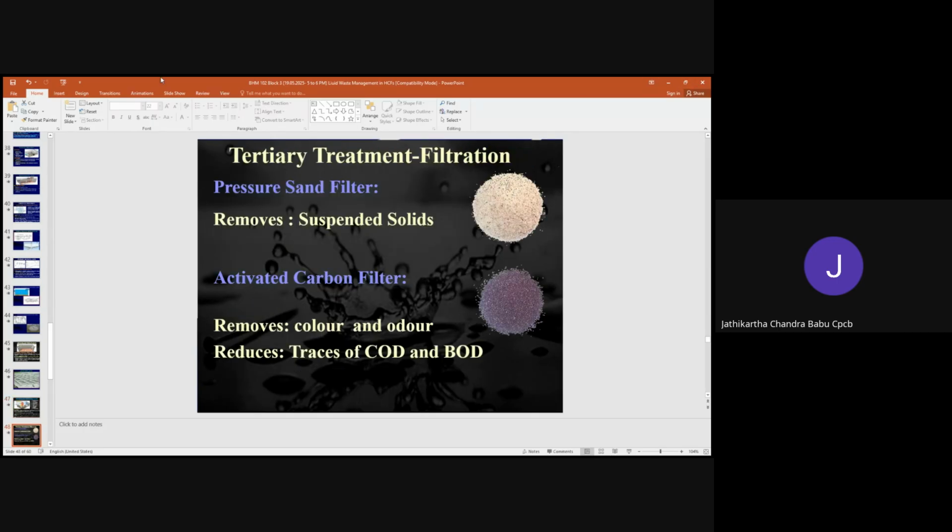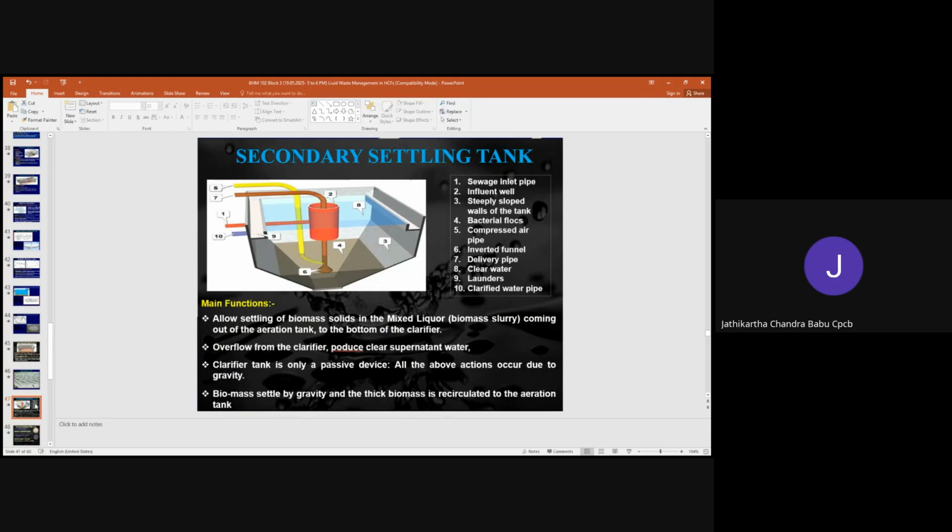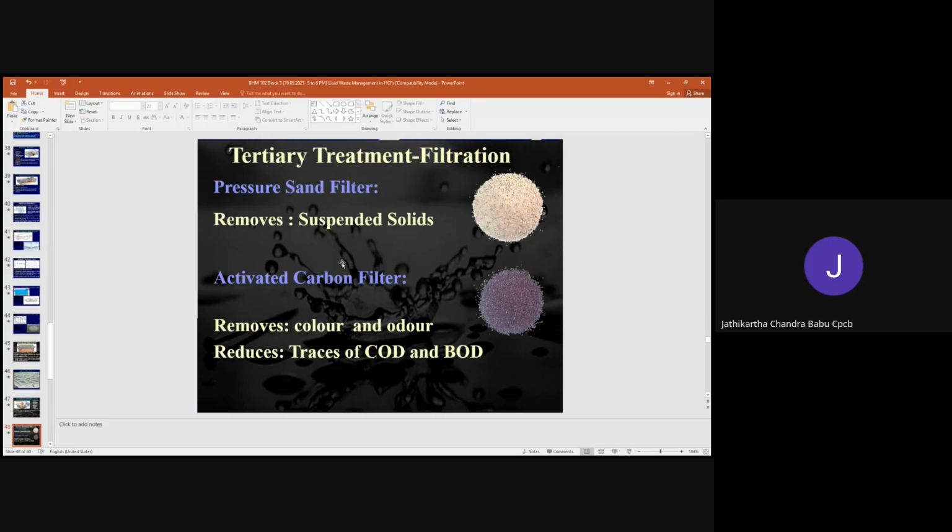This is how the filtration works: we use pressure sand filters followed by carbon filters. After biological treatment, the wastewater is sent to the settling tanks. From the settling tanks, the supernatant water goes to the filtration units, where we use two types of filtration units: pressure sand filters and activated carbon filters. Here, any leftover microbes or contaminants will be removed. When it goes to the activated carbon filter, any dissolved gases, dissolved forms or other pollutants will be removed.